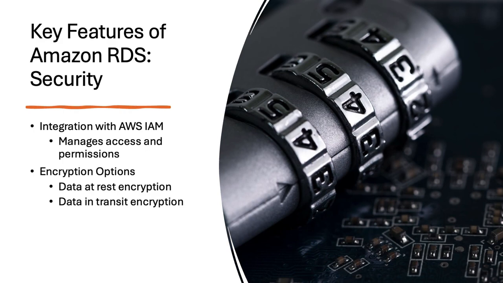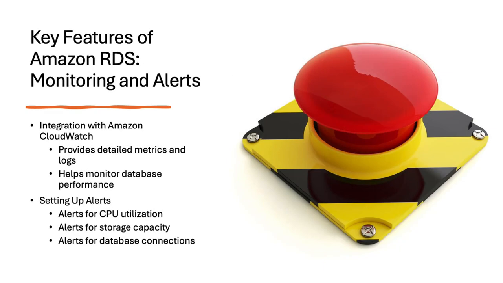Amazon RDS ensures security by integrating with AWS IAM for access management and offering encryption options for data at rest and in transit. RDS integrates with Amazon CloudWatch to provide detailed metrics and logs about database performance. You can set up alerts for specific metrics like CPU utilization, storage capacity, and database connections.